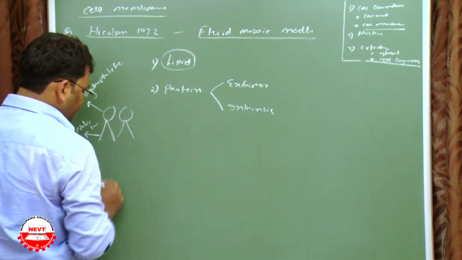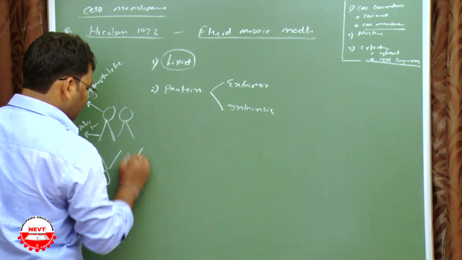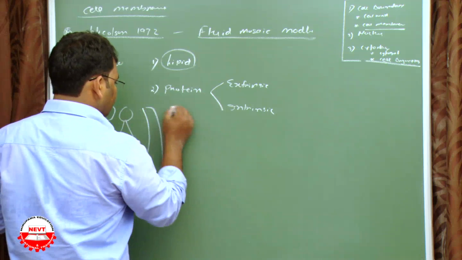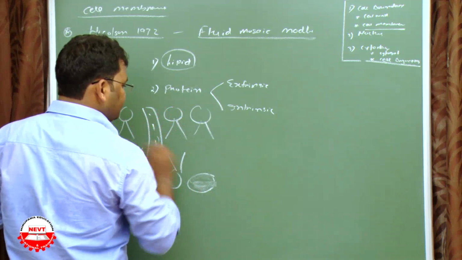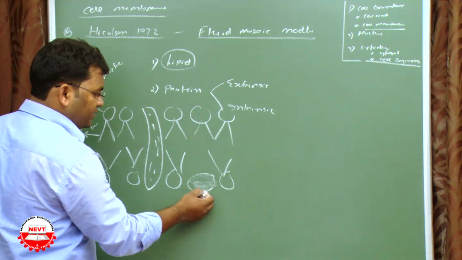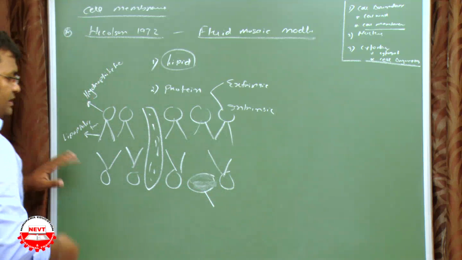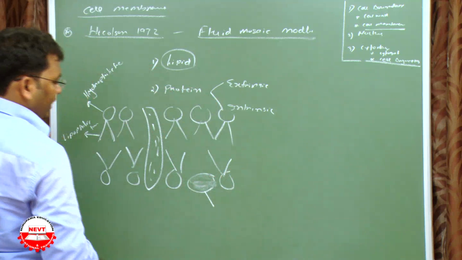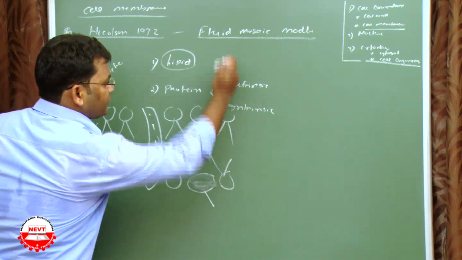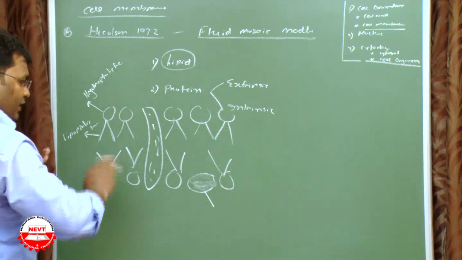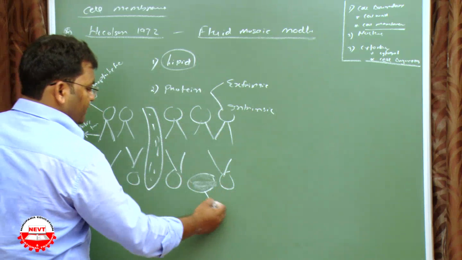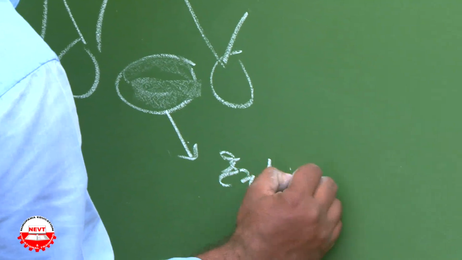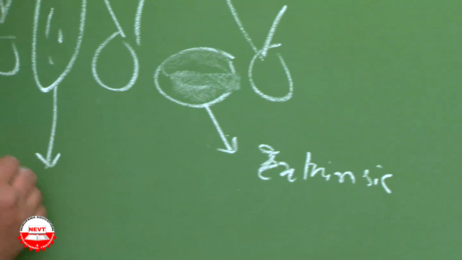So the heads and tails are arranged in opposite patterns. There are two proteins: one is extrinsic protein, and this is the intrinsic protein. Intrinsic protein is linked entirely to the cell membrane. Extrinsic protein is present outside on the surface or inside in the cytoplasm environment. Well, this is your intrinsic, this is extrinsic protein.